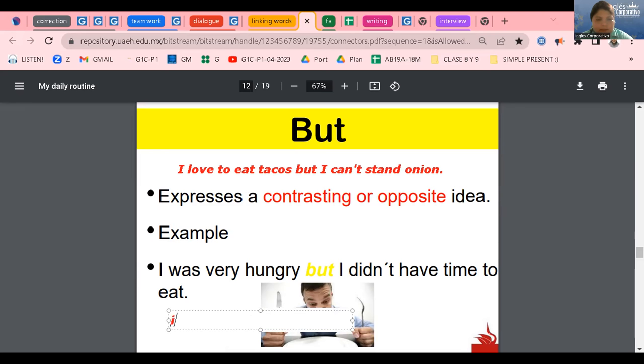Okay. So which could be another example? Otro ejemplo, chicos. Okay, I like to dance. Mencionen algún género. Okay, I like to dance, but... me gusta bailar, pero... can you dance? I can't. No puedo bailar. Exacto. Okay, me gusta bailar, pero no puedo. So there you have a contrast of ideas.